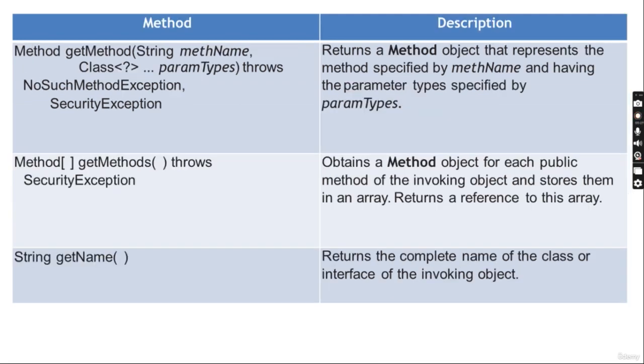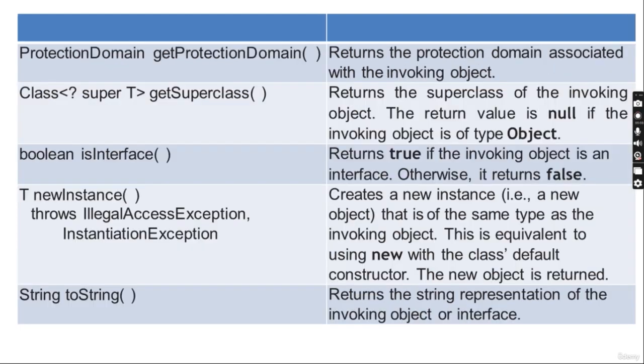Then Method getMethod(String methodName, Class<?> ... paramTypes) throws NoSuchMethodException and SecurityException returns a Method object that represents the method specified by methodName and having the parameter types specified by paramTypes. Then Method[] getMethods() throws SecurityException obtains a Method object for each public method of the invoking object and stores them in an array, and returns a reference to this array. Then String getName() returns the complete name of the class or interface of the invoking object.